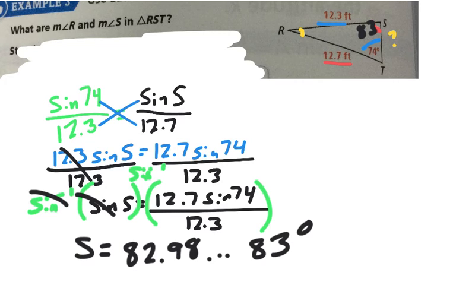So now if I know angle S, let me write it here, angle S is 83 degrees. Can I find angle R now? I can, because I know two angles out of three in a triangle. So there are 180 total. I subtract 74. I subtract 83. And I find that the missing angle R must be only 23 degrees. So it is by far the smallest angle, which means the side across from it is the smallest side.